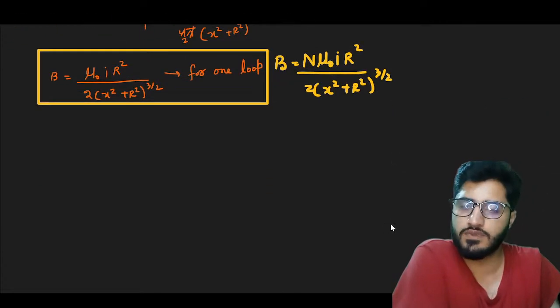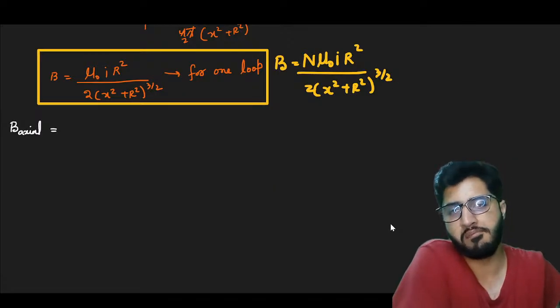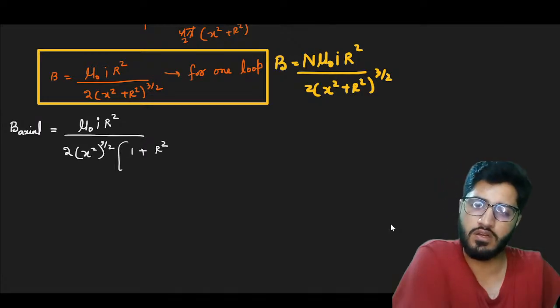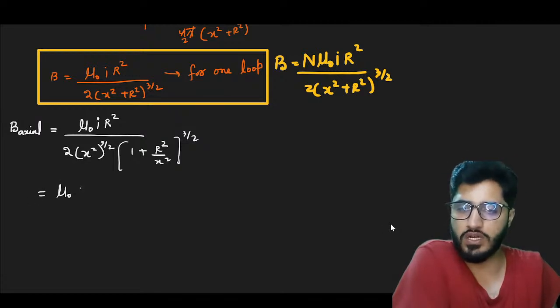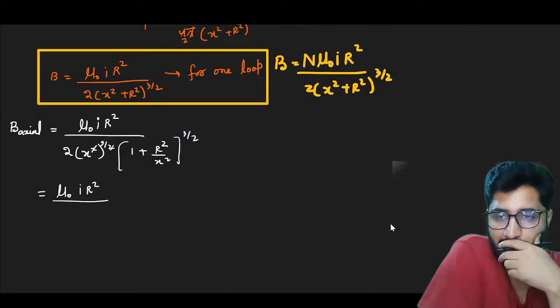Look here. We can do one thing. It is B at the actual position, no? On the actual position, I can do one thing here. Look, it is nu naught I r square over 2. I will take x square common. So it will be x square to the power 3 by 2 times 1 plus r square by x square to the power 3 by 2.